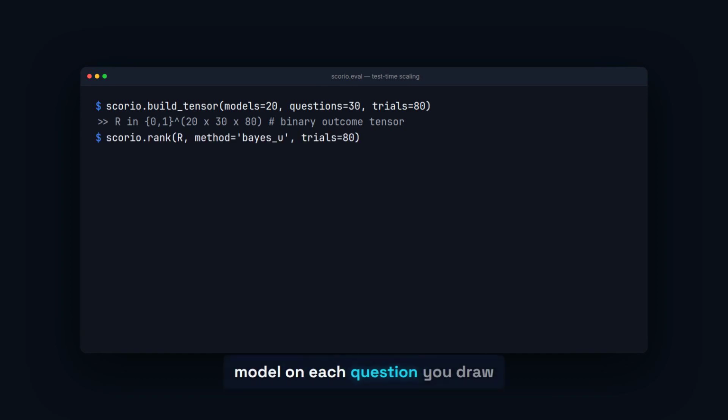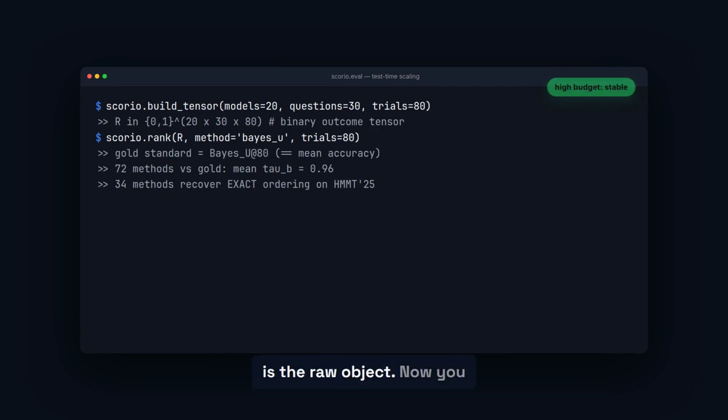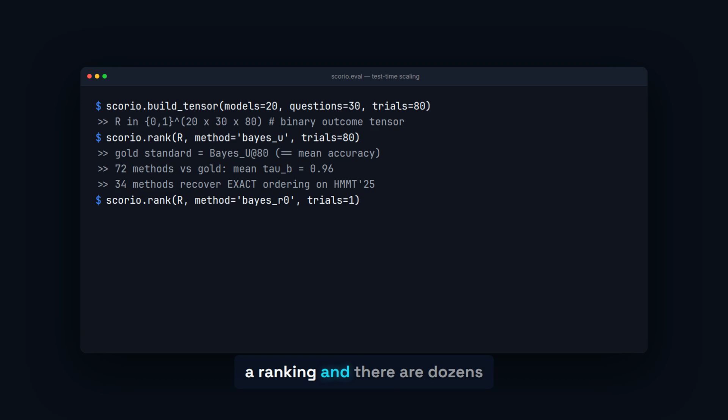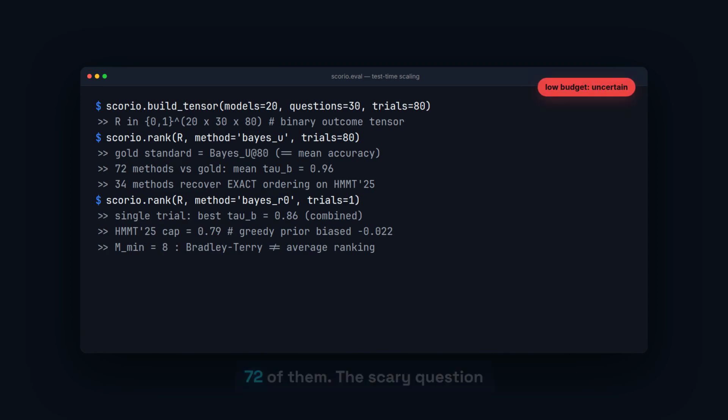For each model on each question you draw n independent samples, and you get a binary outcome tensor: 20 models, 30 questions, 80 trials. That tensor is the raw object. Now you have to collapse it back into a ranking. And there are dozens of ways to do that: Bradley-Terry, Borda, PageRank, ELO, TrueSkill, pairwise, pointwise, listwise. The paper's library implements 72 of them. The scary question is whether they all agree.